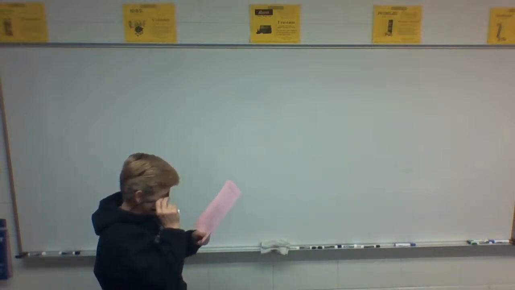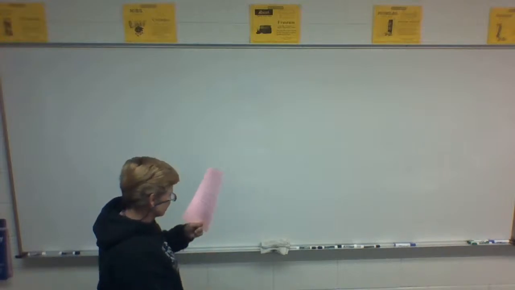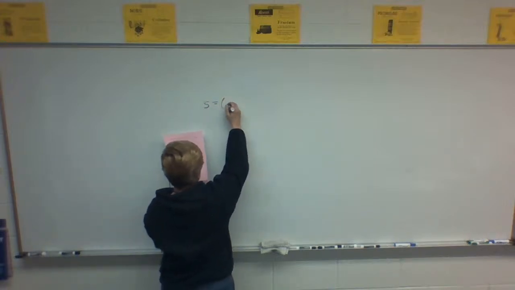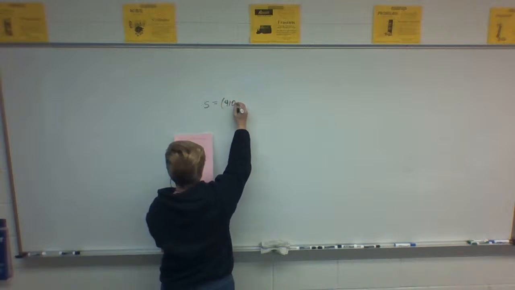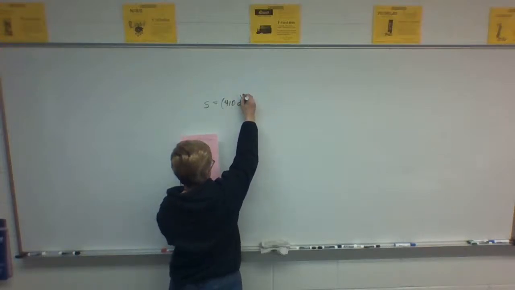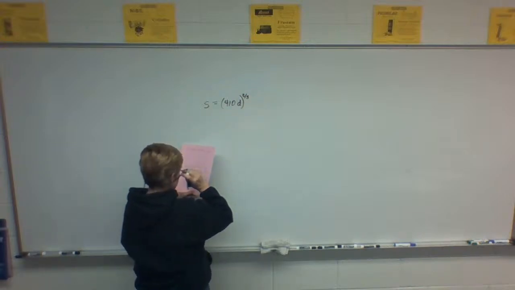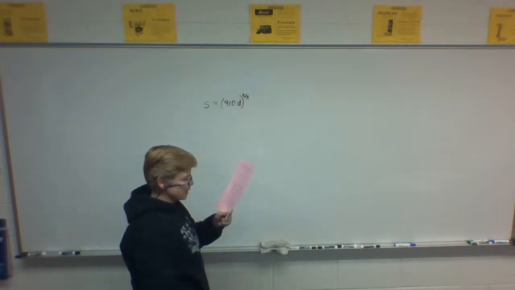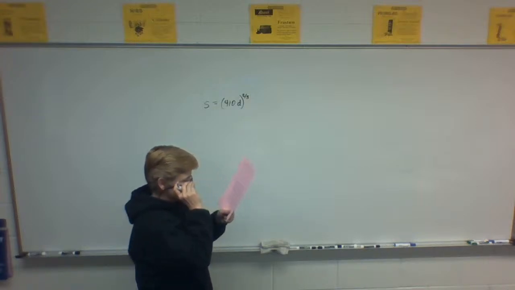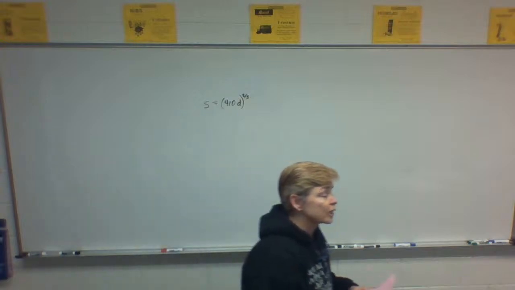The average speed that a tornado travels is represented by this function. I'll give you one. Like this. S equals 410. We'll say D to the 2/3. Where S is the speed in miles per hour that the tornado travels, and D is the average depth in feet that it digs a hole or a trench.